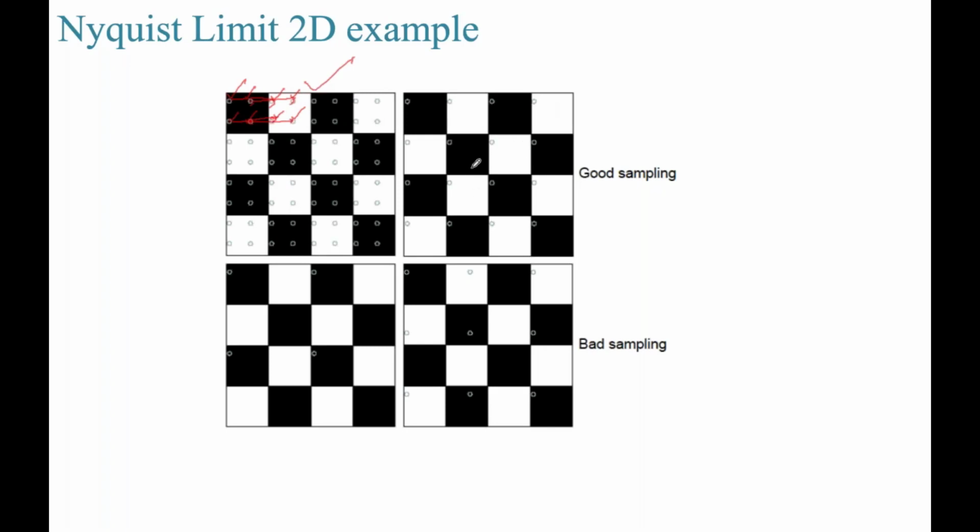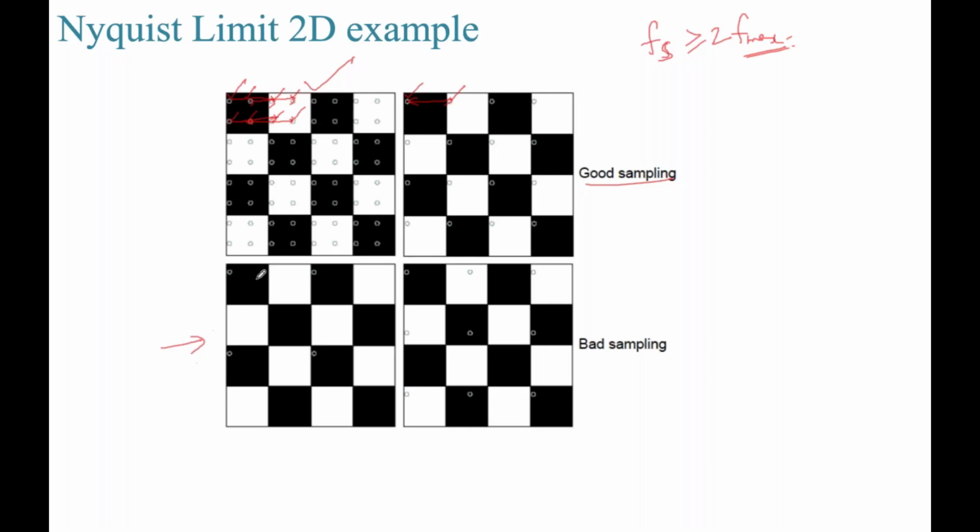Is this a good sampling? You have chosen 1 pixel here and another here. Okay, because your sampling frequency should be greater than or equal to 2 times the max frequency change. But max frequency change happens to be 1 because it is black to white. So this is also good sampling.